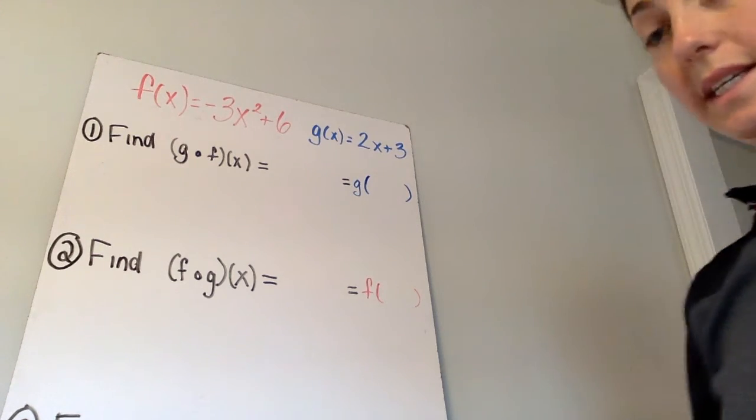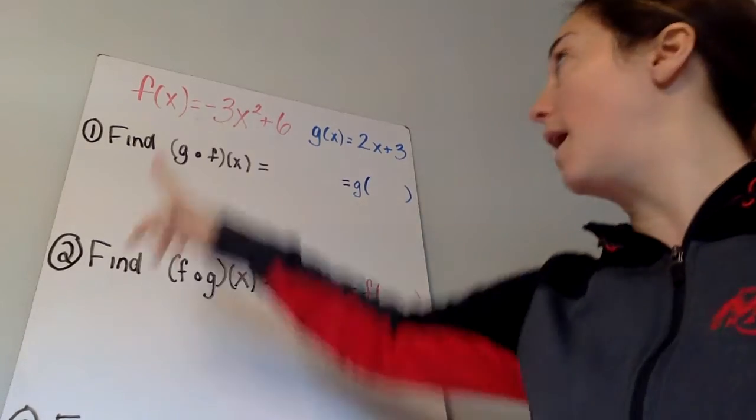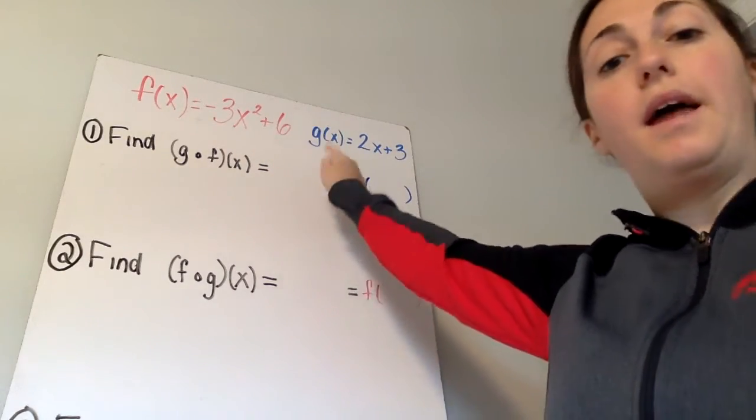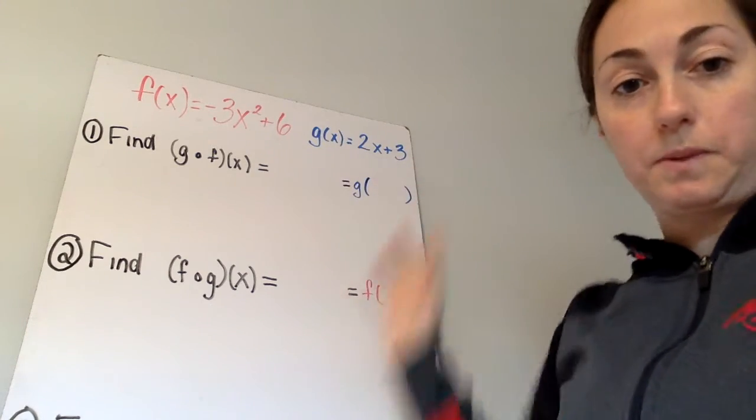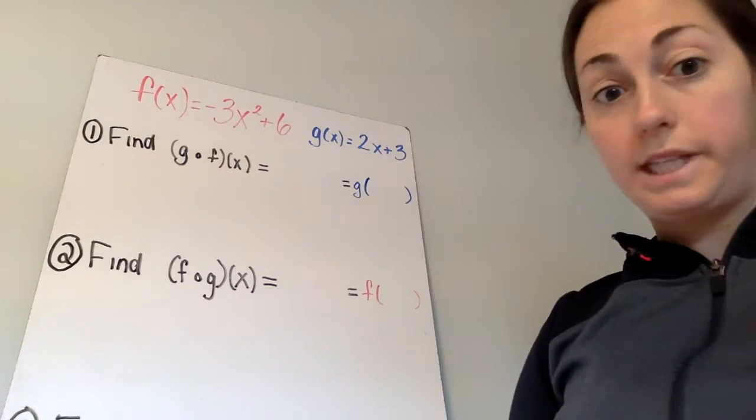All right, good morning. Today we're talking about function compositions. We have two different equations. We have f of x equals negative 3x squared plus 6, and I just made that up. And then another equation, g of x equals 2x plus 3. I wanted to make sure one of them was quadratic and one of them was linear.